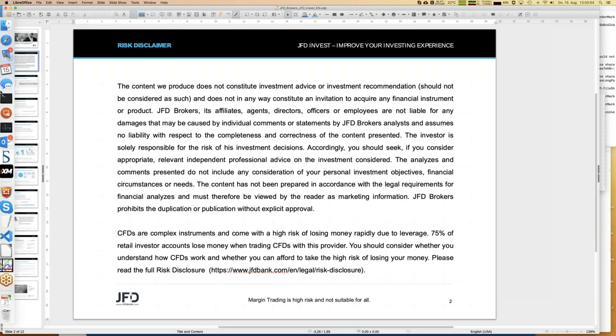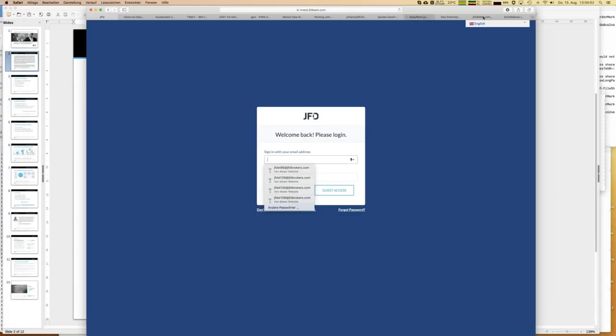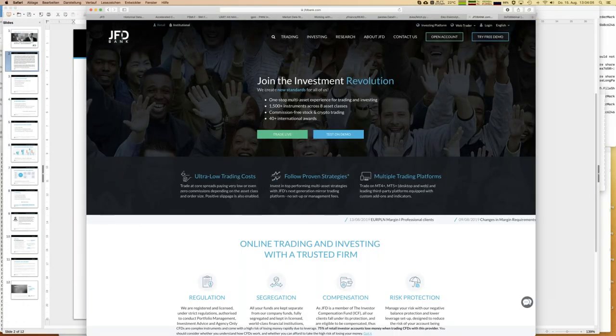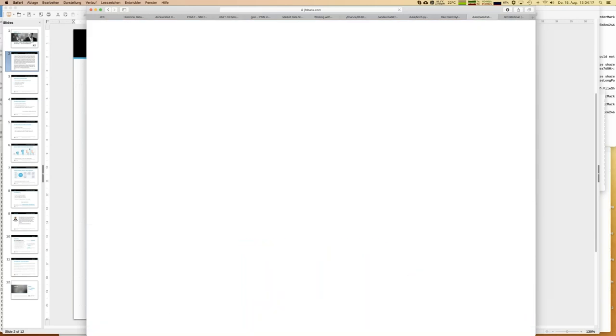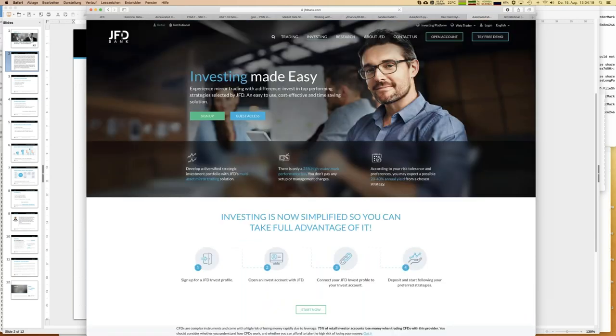I mentioned JFD Invest is something like a digital wealth management platform. So let's have a look at that, starting from the very beginning. If you start on the JFD homepage and go for Invest, which means following investing and then JFD Invest, it will open up a new page, and then you are almost done.